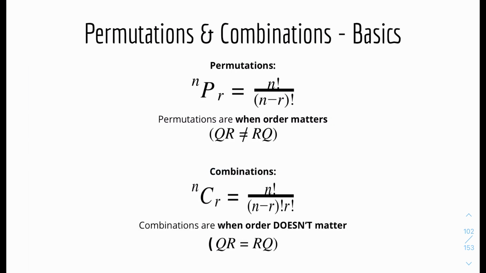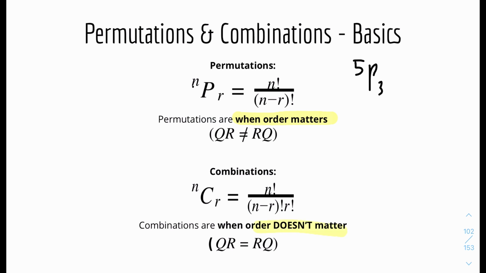Then we have permutations and combinations. For permutations, it's basically written as n, P, r, where n is a superscript and r is a subscript. So it could be like 5P3 like this. Permutation is when the order matters, and combination is when order doesn't matter.